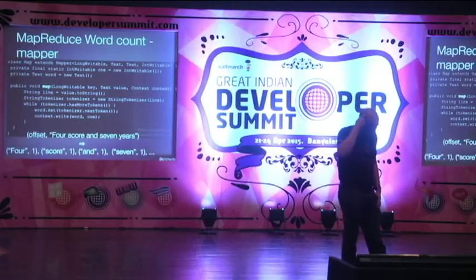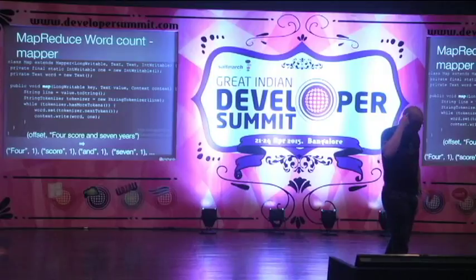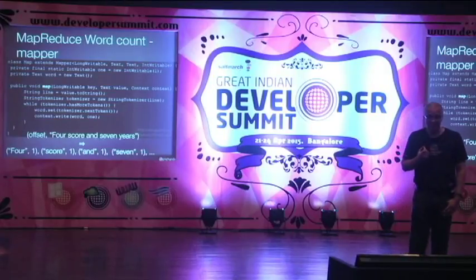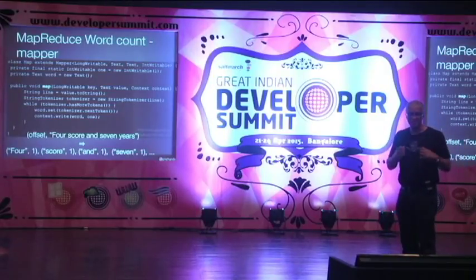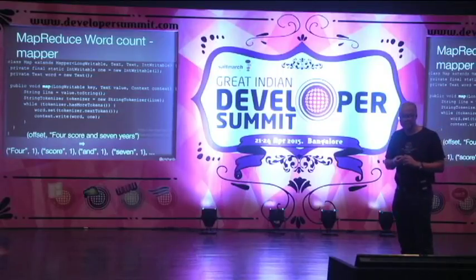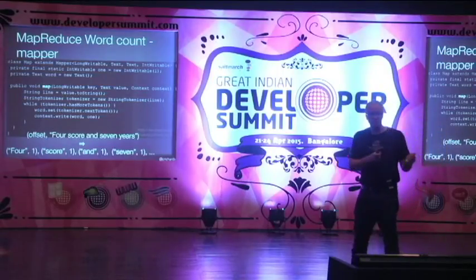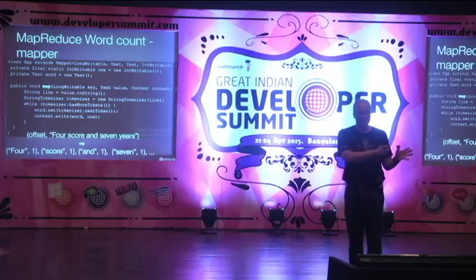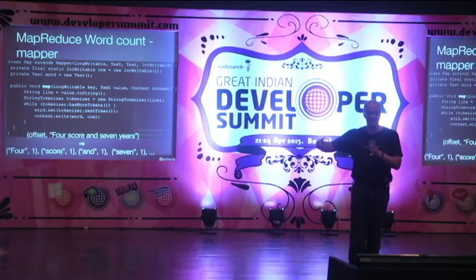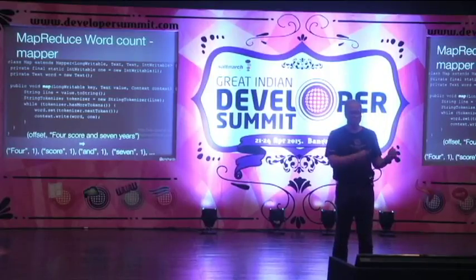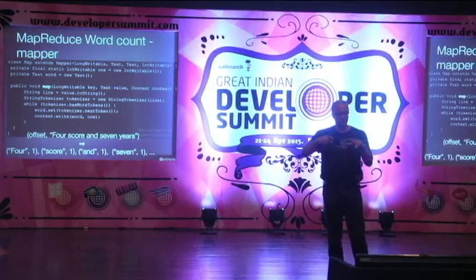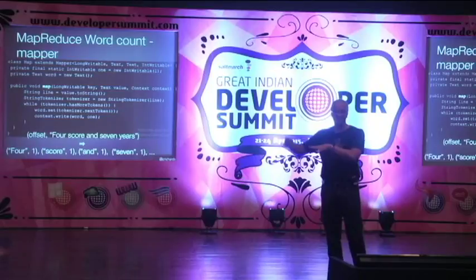So here's a mapper for doing word count. Map gets invoked with one of these key value pairs, and the input would be, for example, an offset in the file and a line, such as "4 and 7 years". Then it would output 4 with the value 1, score with the value 1, and so on, each with the value 1.